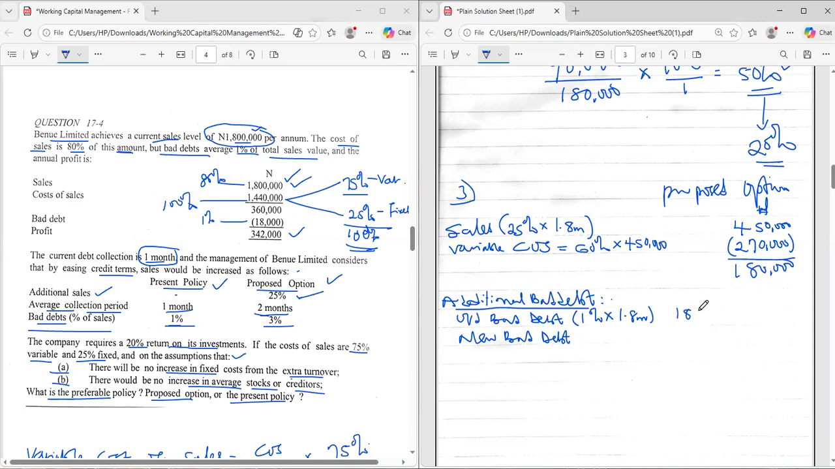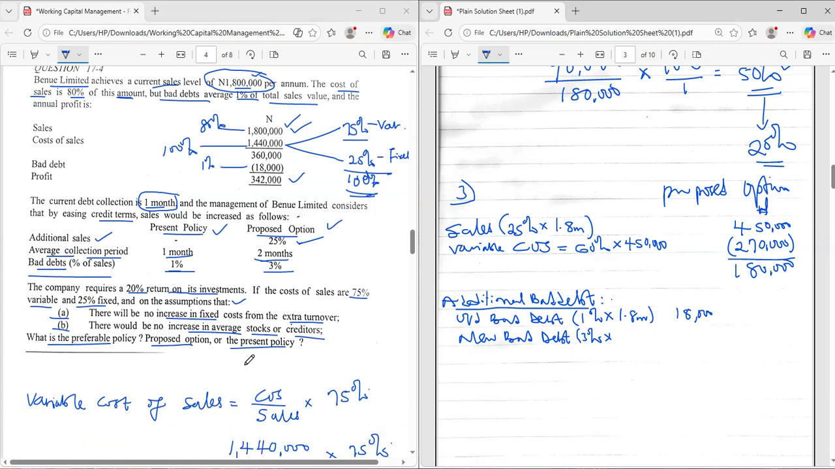$18,000, Abi? Yes. Then what's our new bad debt? 3%. Now, of how much? Use the previous logic. Of how much? 1.8 million.